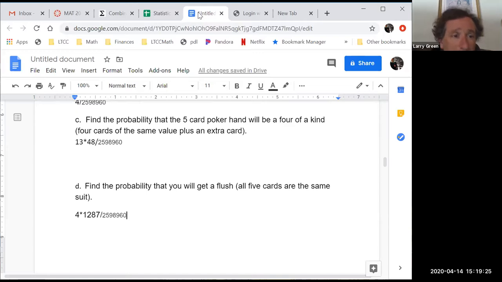By the way, what's more common? The flush or the 4 of a kind? Yeah, flush is more common. Okay, 4 times 1287 is a much bigger number than 13 times 48. And you can stick it in a computer calculator and you'll see that's true. Okay, any questions on this example? Okay, so nice card example.